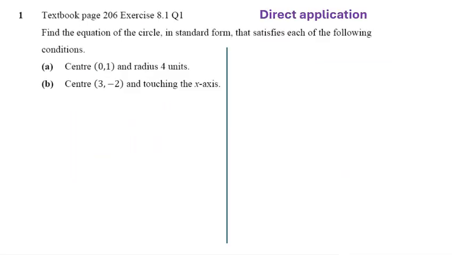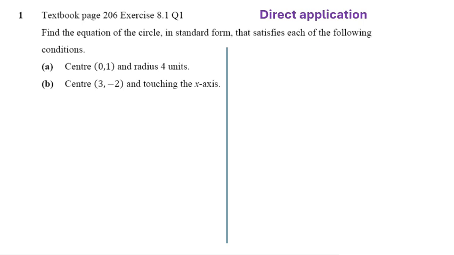Right, let's put what we have just learned into practice. Let's look at question 1. So question 1, it's a direct application of the standard form equation. You're given a circle with center (0, 1) and radius 4 units. And you're asked to find the equation of the circle in standard form. Because there is another form that I had mentioned earlier, that's the general form. But let's learn the standard form first.